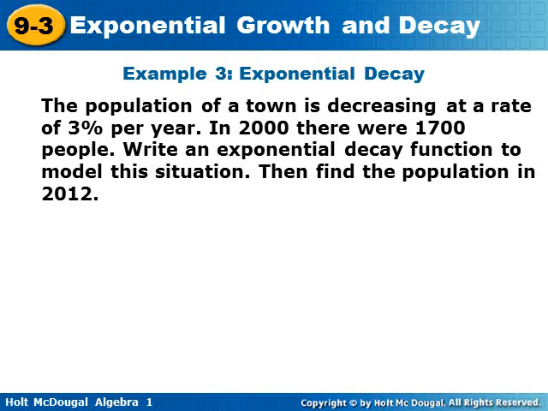The population of a town is decreasing at a rate of 3% per year. In 2000, there were 1,700 people. Write an exponential decay function to model the situation. Then find the population in 2012.